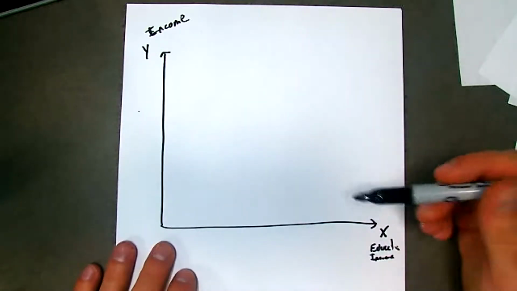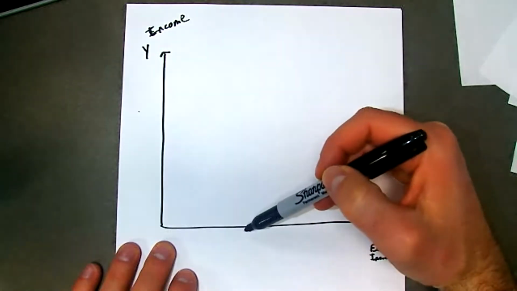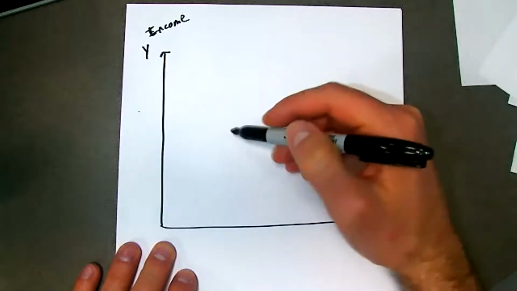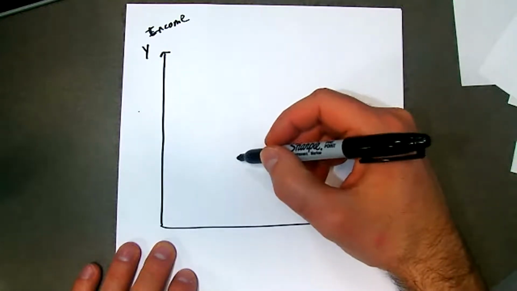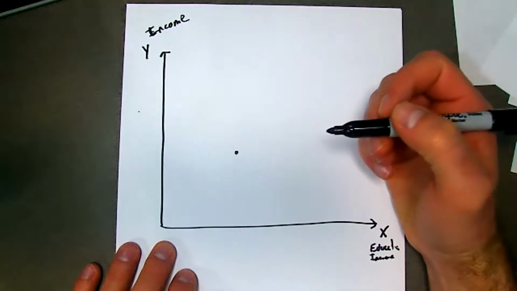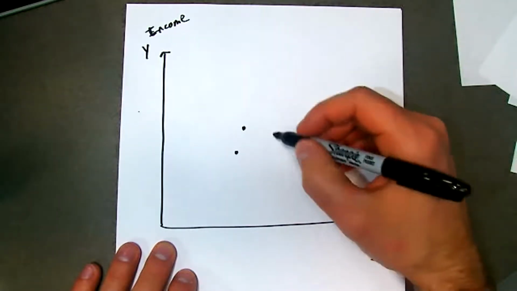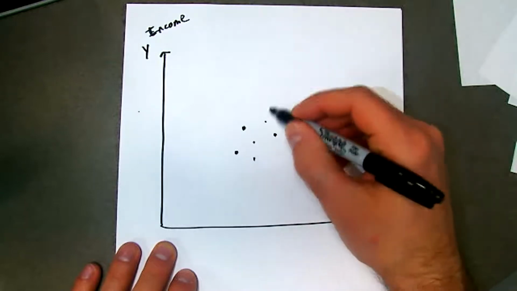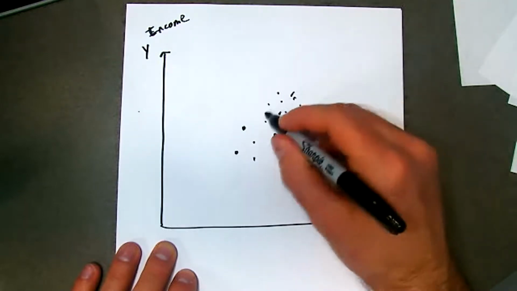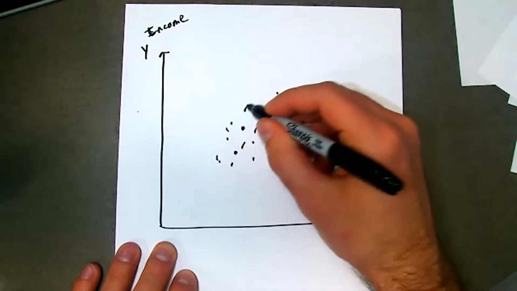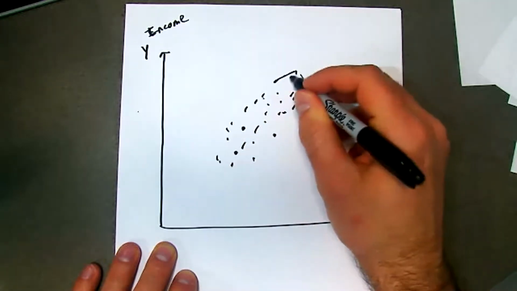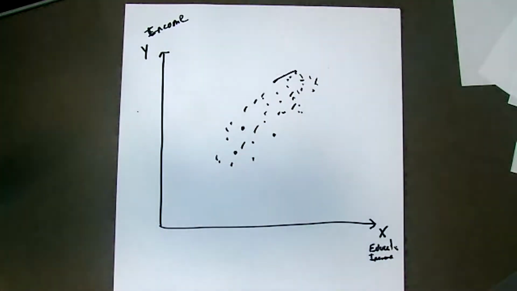Then for every observation, I could take that person's years of education and their income and plot them. I then go to the next observation, take their years of education and their income, and plot that. I would do that for every single observation in my data set, and I would have a scatter plot with all my observations plotted out.